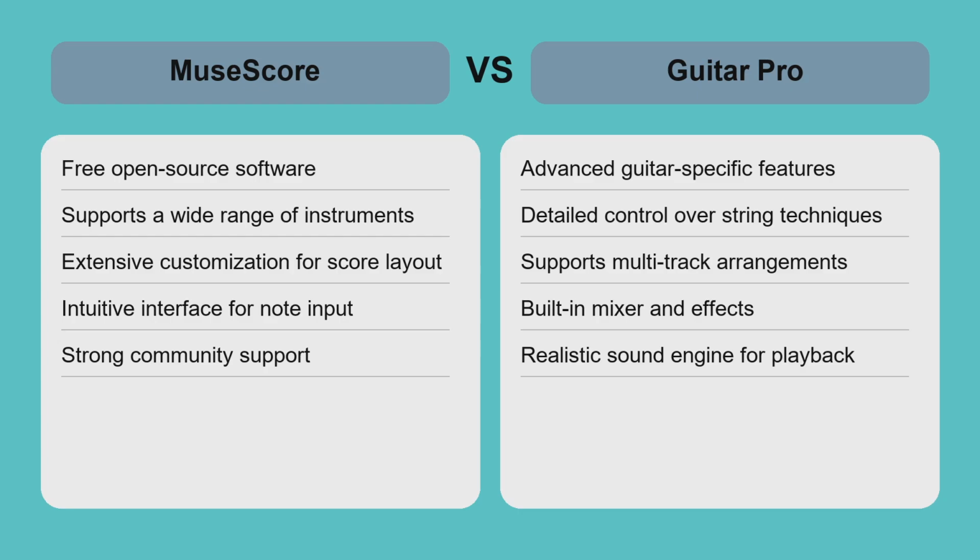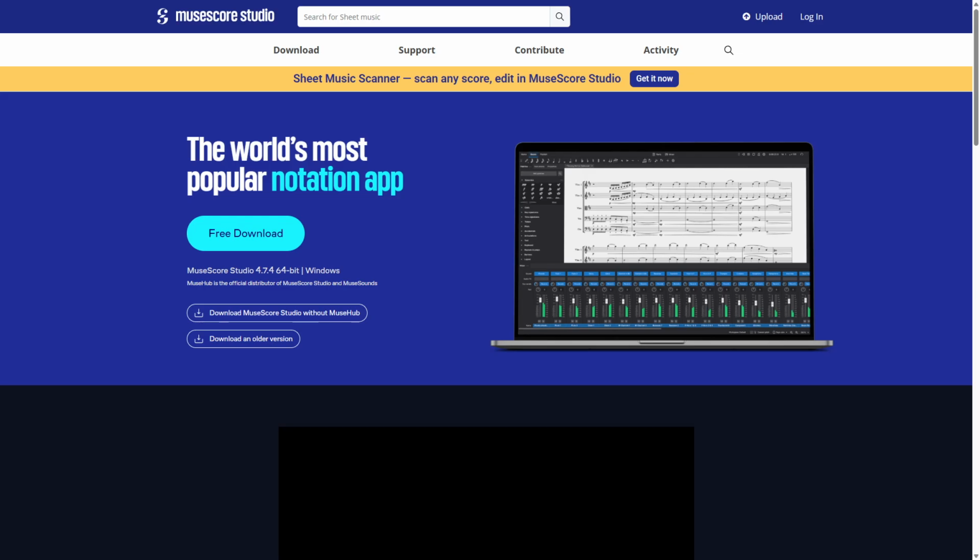The trade-off is MuseScore's limited guitar-specific features versus Guitar Pro's higher cost and narrower focus. For example, a classical composer would benefit more from MuseScore, while a guitarist creating band arrangements would find Guitar Pro more efficient. Both support MIDI and MusicXML, but their interfaces and workflows cater to different user priorities.